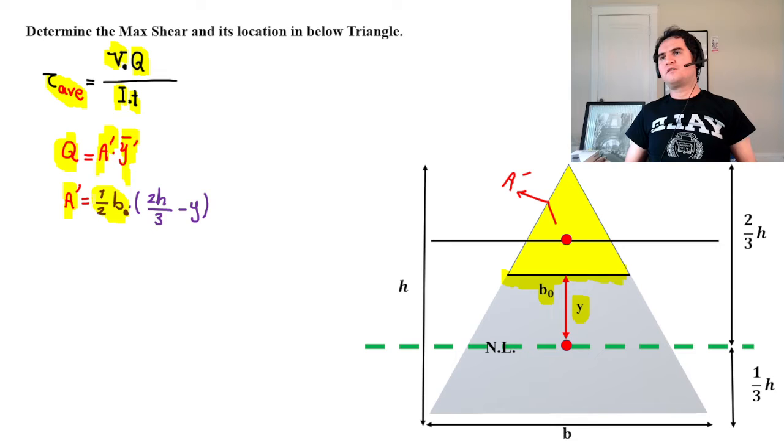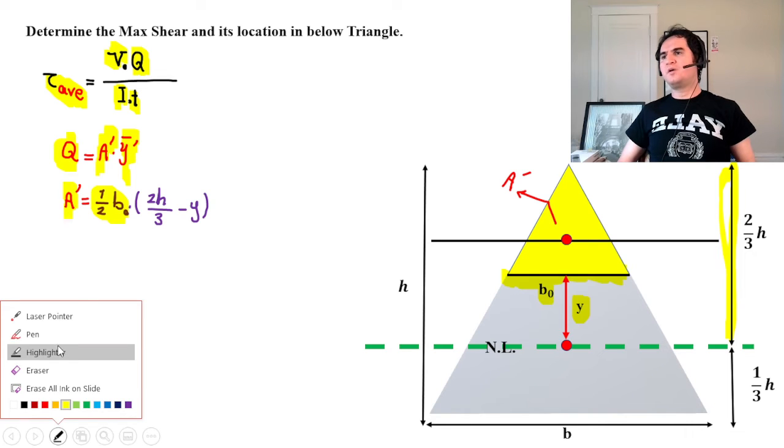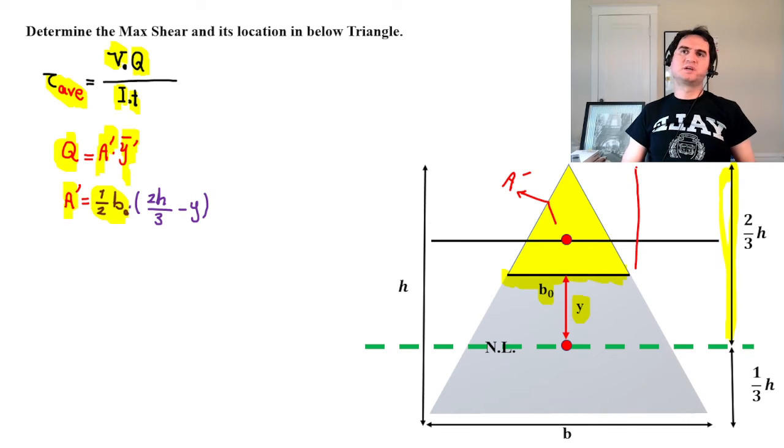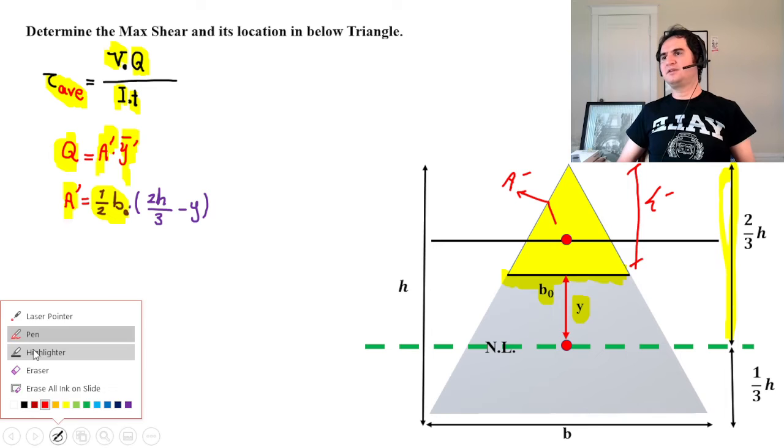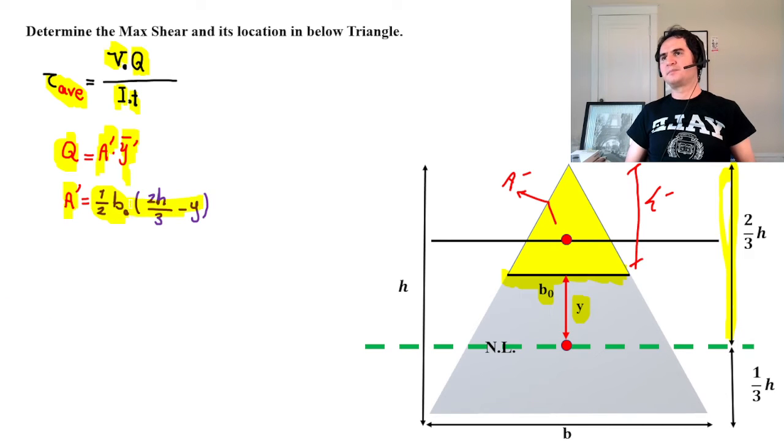So that's a half of b naught times the height, where the entire top part is 2/3 of h and this part is y, so the height of our small element is just 2/3 of h minus y. So that's our h prime, for example. That's how we calculate the area A prime.